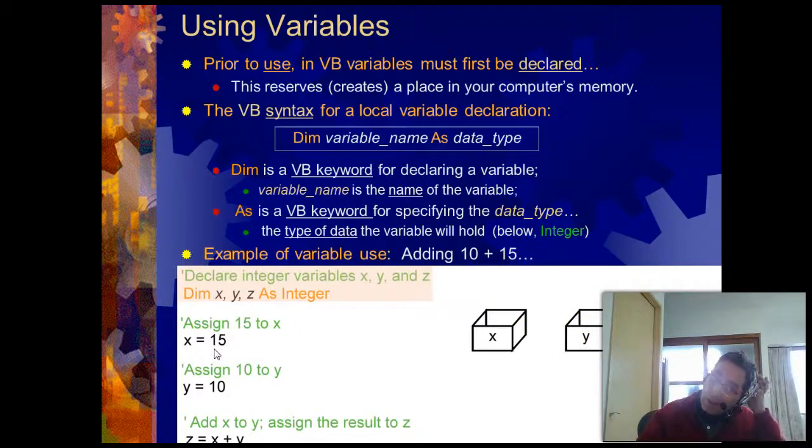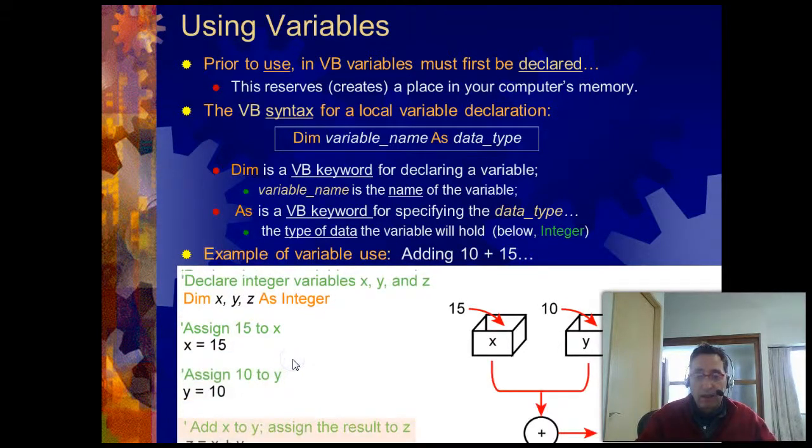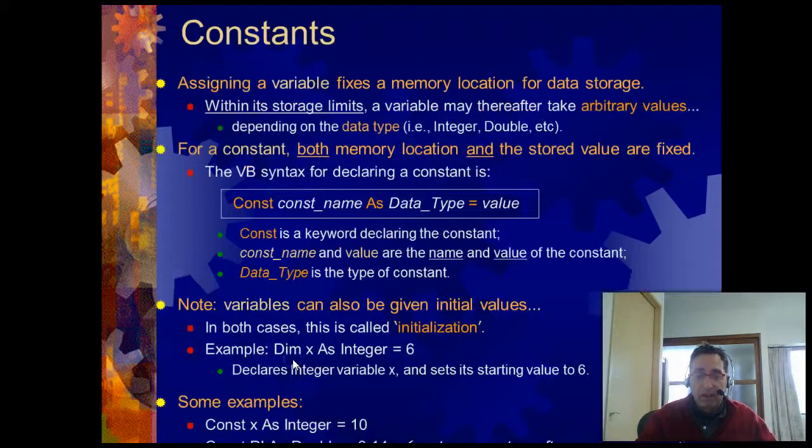And then we assign, so this is assign 15 to x, 10 to y, and I don't know if you can read this, but x plus y equals z is another assignment. So 15 for x, 10 for y, and then we add them for z.